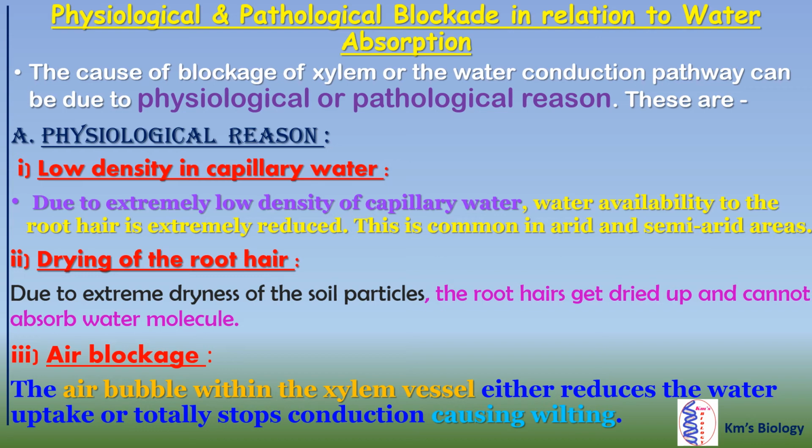The second reason is drying of the root hair. Due to extreme dryness of the soil particles, the root hairs get dried up and cannot absorb water molecules. The third reason is air blockage. The air bubble within the xylem vessel either reduces the water uptake or totally stops conduction, causing wilting.